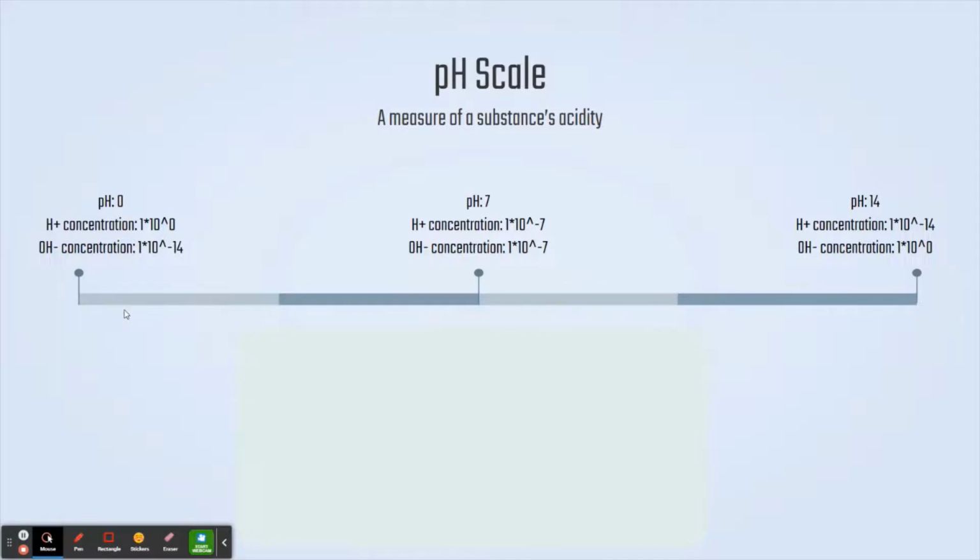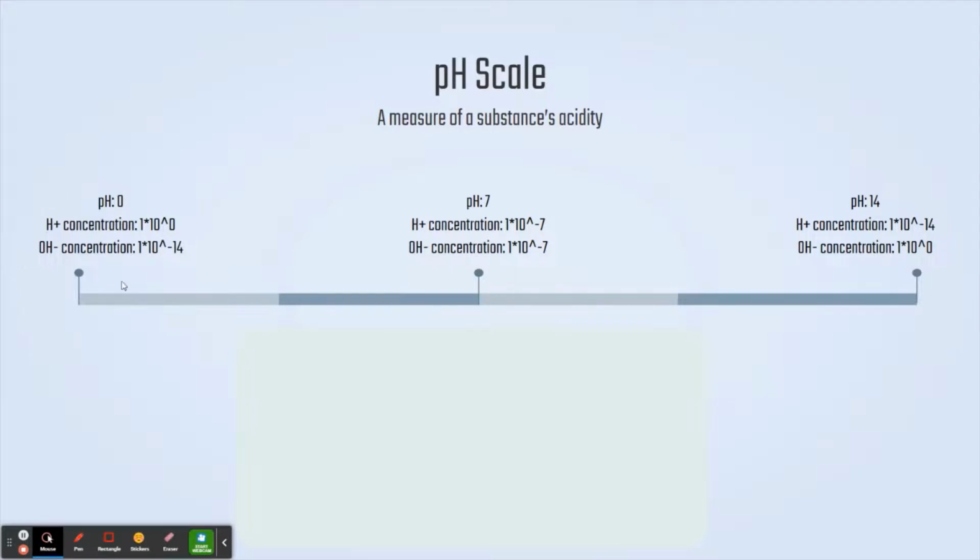Another thing is the pH scale, which is a measure of a substance's acidity. So let's just start with a pH of 0. To talk about the pH scale, what pH actually means is it takes the negative log of the hydrogen plus concentration of the substance. For example, a pH of 0 will be extremely acidic, so it's going to have the most H plus concentration. So it's going to have 1 times 10 to the 0. Basically, you can see if you have a pH of 0, the H plus concentration will be 1 times 10 to that number.